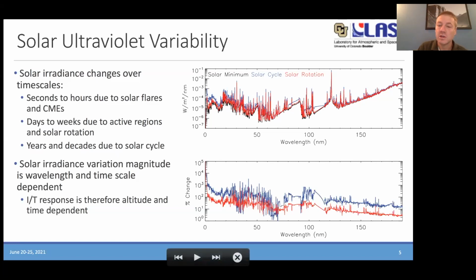It's shown in absolute values. The black is the solar minimum reference spectrum. The red line is for a very strong solar rotation, and the blue line is for over a solar cycle. And you see how much it can change. You see the percent change as a function of wavelength in the lower right. And you see it could change for solar rotation, solar cycles.